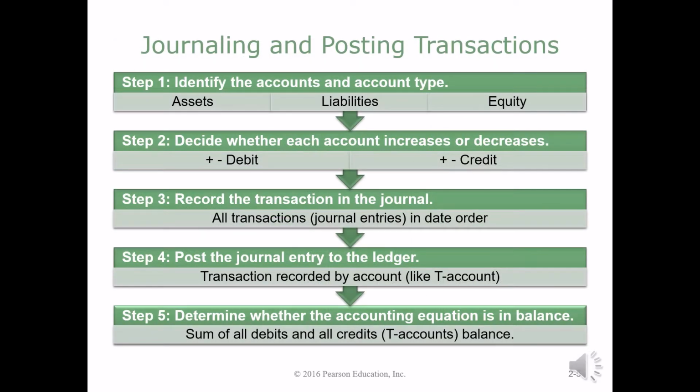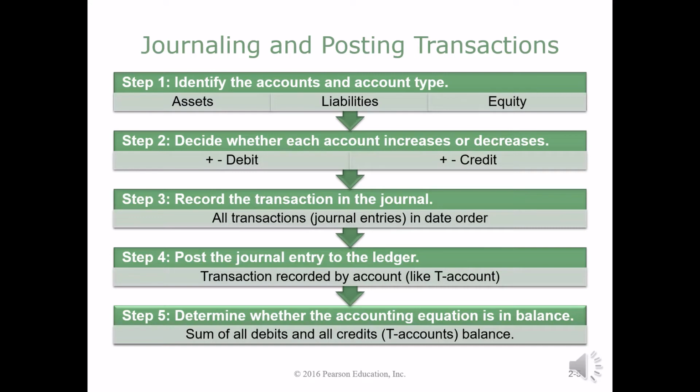Here's another way of looking at the journaling and posting process. Step 1, we want to identify the accounts and the account type. Are we talking about assets? Then we know that the normal balance is on the debit side. Or are we talking about liabilities and equity? Liabilities are credit balances, and many of the accounts in equity are credit balances, although our withdrawals account and our expenses account are both debit normal balances.